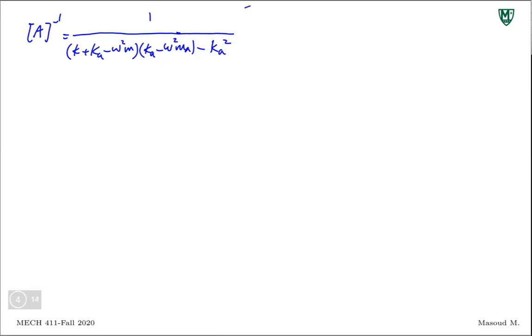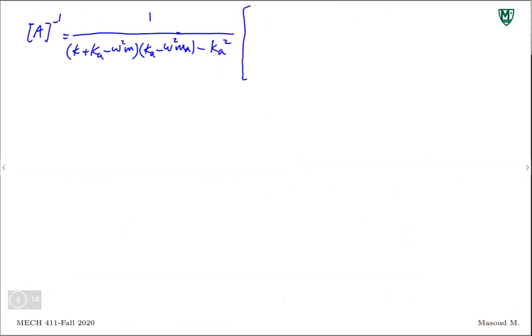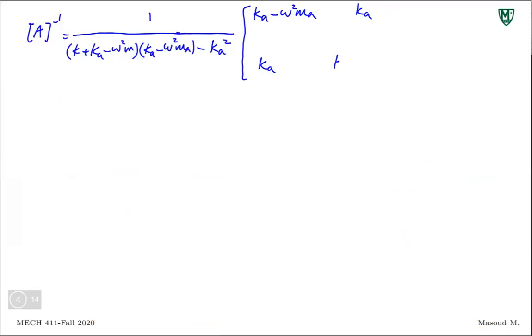Now for the matrix itself, we switch the diagonal elements and multiply the off-diagonal elements by minus 1. So that will be Ka minus omega squared ma, then Ka and Ka, and the other element is what we had at the top, K plus Ka minus omega squared m. This is A inverse.